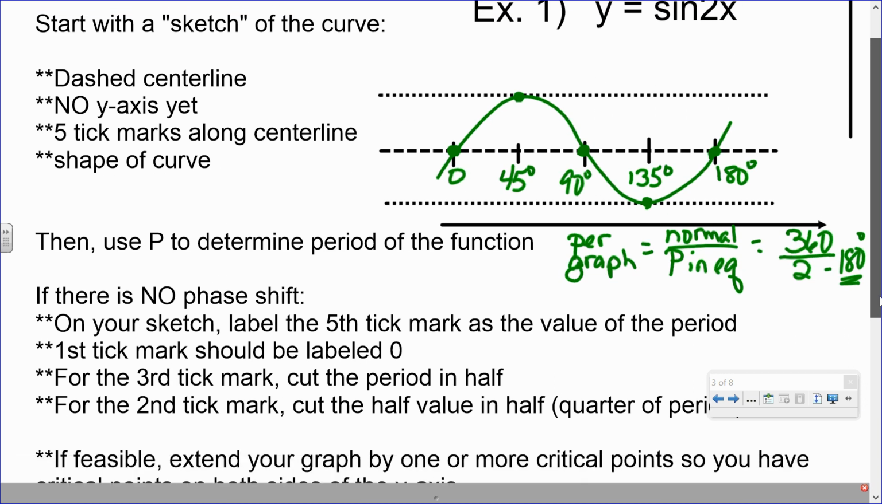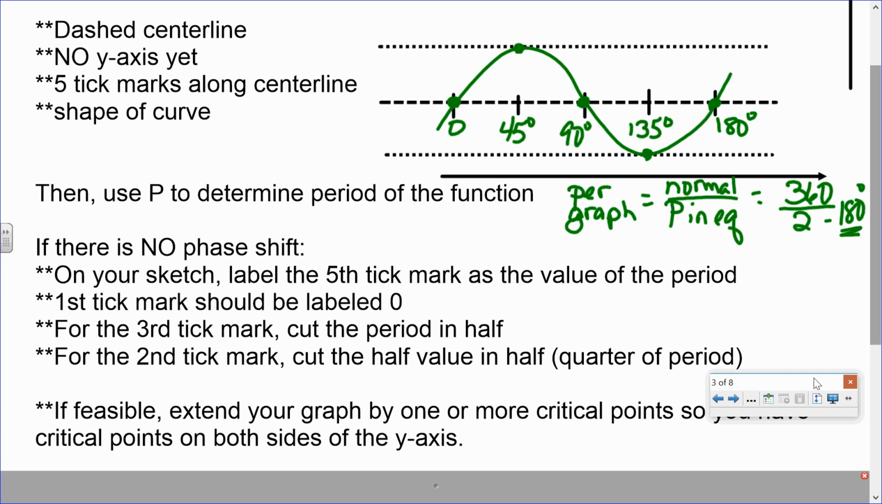Okay, now I want you to always have critical points on both sides of the y-axis. That means at least one that's negative and at least one that's positive. Do I have positive? Do I have negative? So now I need to extend my graph 1 tick mark to the left. I want the spacing to still be the same. So when you draw your first tick mark, get yourself in the habit of always leaving yourself a little bit of room to the left in case you need to go that way.